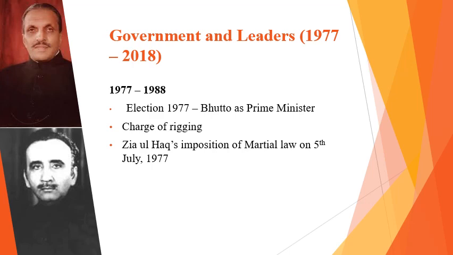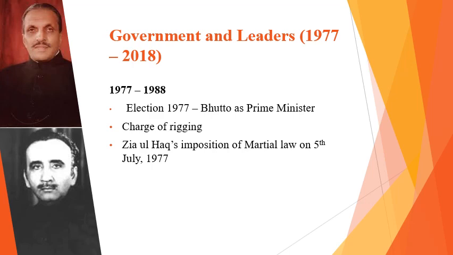They accused the election of rigging, and they demanded re-election. Bhutto said that there would be expense. So in order to avoid that situation, he avoided the re-election. In order to crush the rebellion, in order to smoothen the situation, Ziaul Haq imposed martial law on 5th of July 1977.